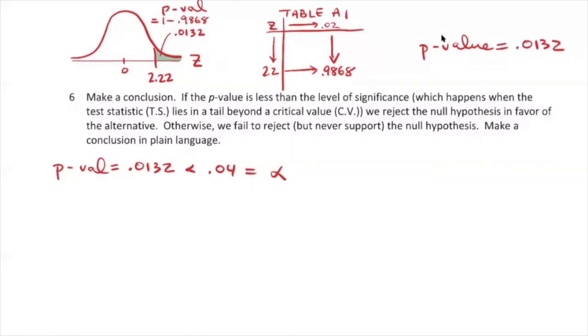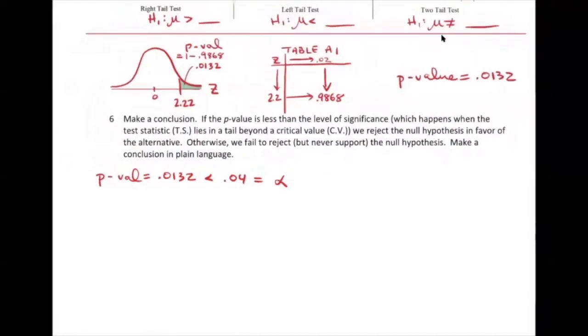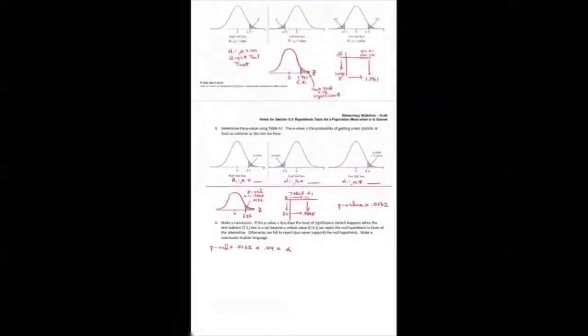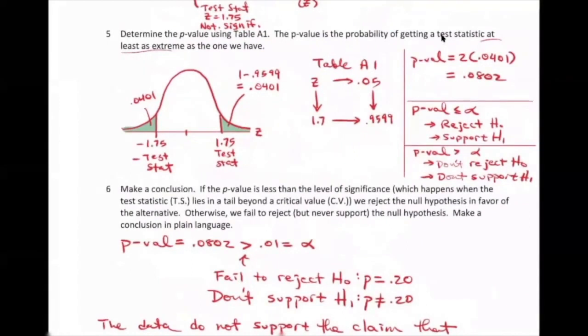Now, I have this sentence written again and again throughout all these documents. Make a conclusion: if the p-value is less than the level of significance, we reject the null hypothesis in favor of the alternative. Otherwise, we fail to reject the null hypothesis and don't support the alternative. That's a sort of wordy way to conclude, but maybe I would be willing to copy this down that we wrote on the last lesson.